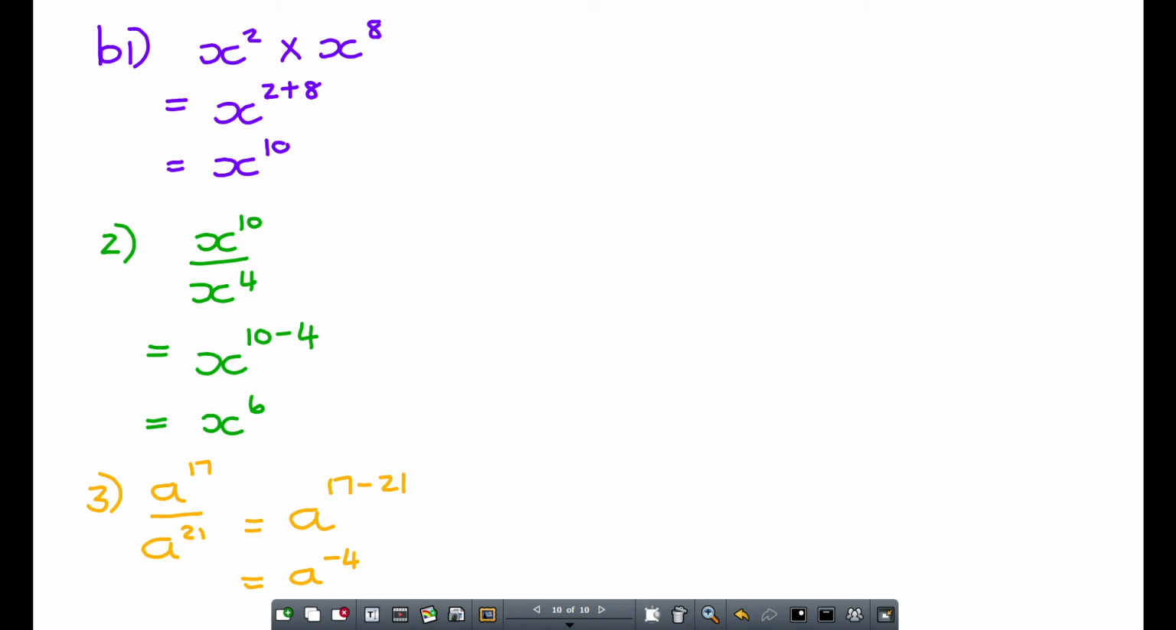Right, number 4. x to the power of 6 in brackets to the power of 3. Now, when we have a power to the power, what do we do? With exponents, we're going to multiply. So that's the same as 6 times 3, which means that it would be x to the power of 18. Good.